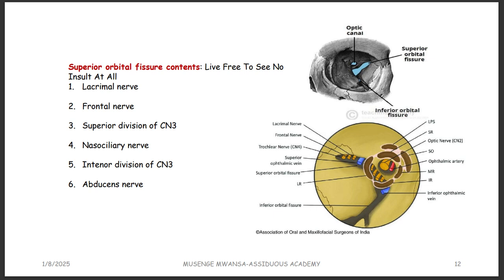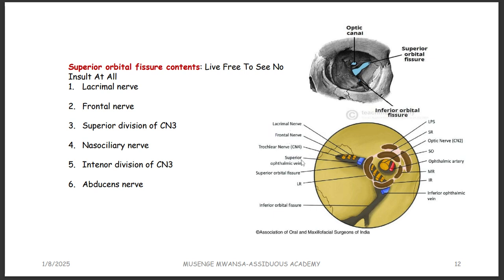At least these two are the ones that pass in the superior orbital fissure. So lacrimal is the first one, followed by the frontal nerve. The next nerve is the superior division of cranial nerve number 3. Okay, the superior division, you can see this one here. So this is first the trochlea, and then the frontal nerve, and then the lacrimal nerve.